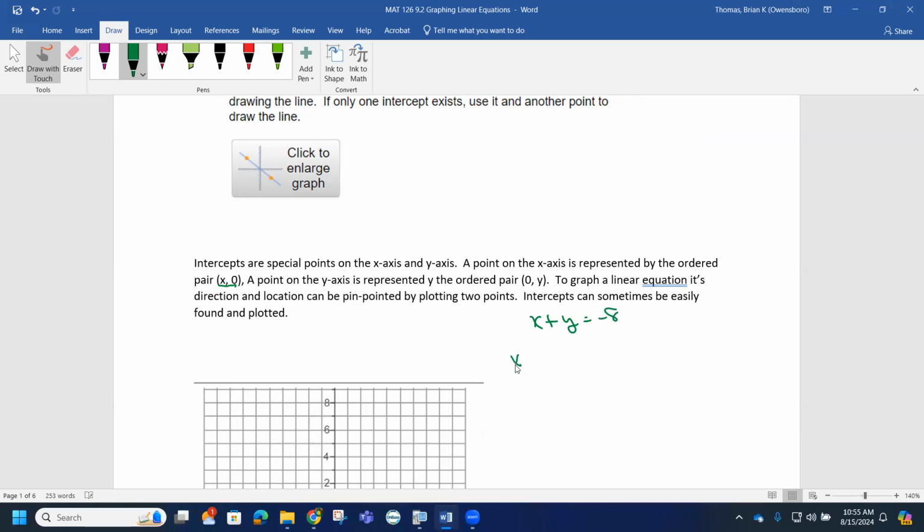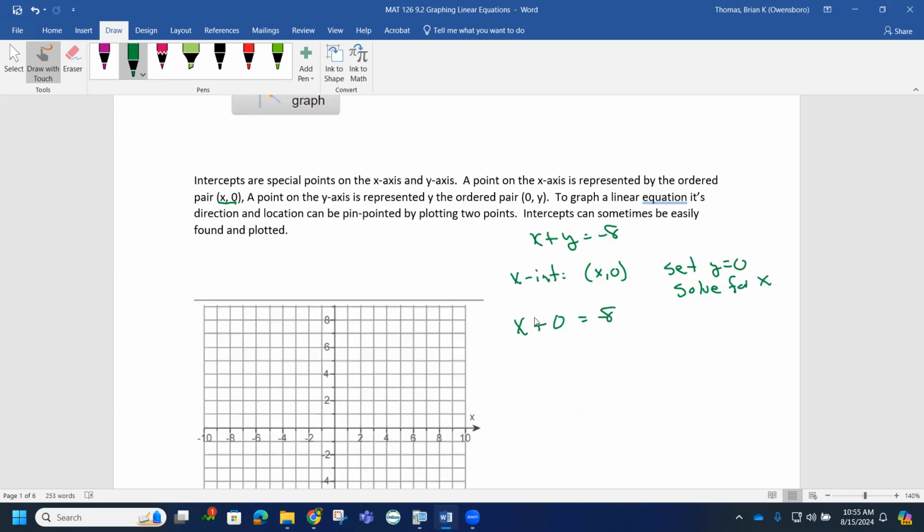If I want to find the x-intercept, since the ordered pair is going to be (x, 0), what this tells me to do is set y equal to 0 in the equation and solve for x. And that will actually represent the x-intercept. So I have x plus, if I replace the y with a 0, if I solve that for x, it's rather easy because x plus 0 is just simply x equals -8. So the ordered pair (-8, 0) represents the x-intercept.